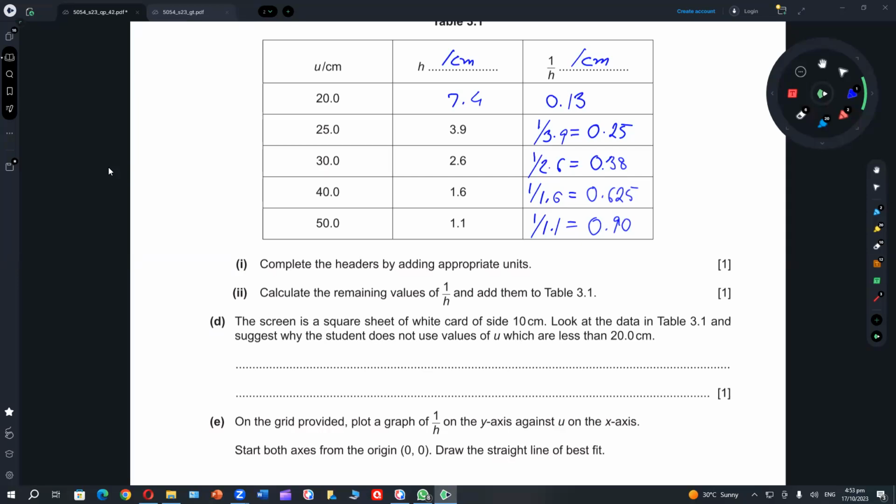Look at this number and this number. So compare these two numbers and tell me why he didn't go below 20. If I take u less than 20, I think the image would be too big to fit in the screen. The h can exceed 10.